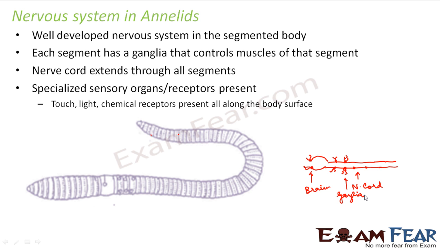Now other than these nerve cords, they also have receptors, that is the specialized sensory organs. So they have touch, light, and chemical receptors present all along the body surface. So throughout the body surface, they have tangoreceptors, photoreceptors and chemoreceptors, right? So this was about the nervous system of annelids.